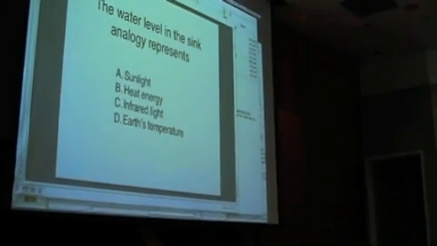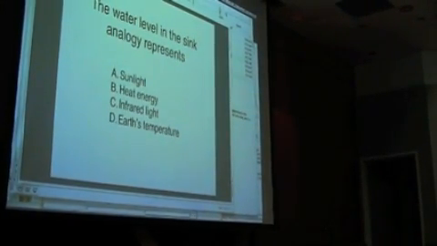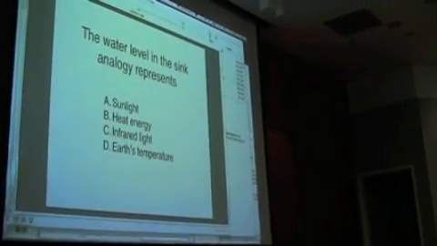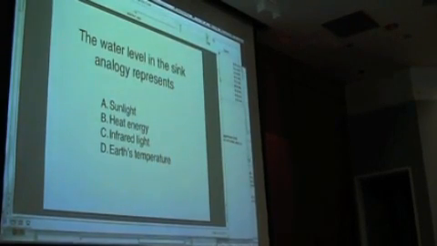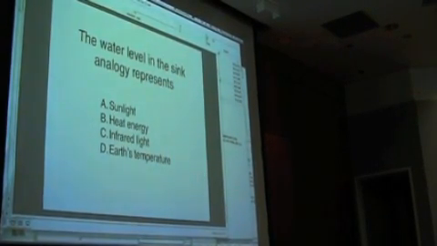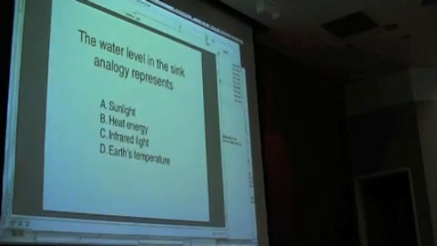Okay, so the first question is a deep review. We're going back to the sink analogy. So the water level in the sink, what does it stand for in the analogy world? Is it sunlight, heat energy, infrared light, or Earth's temperature? What do we think?